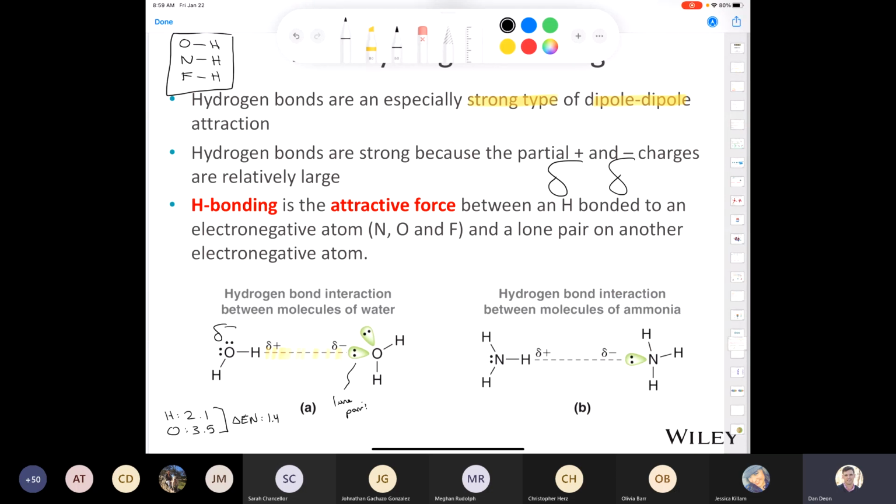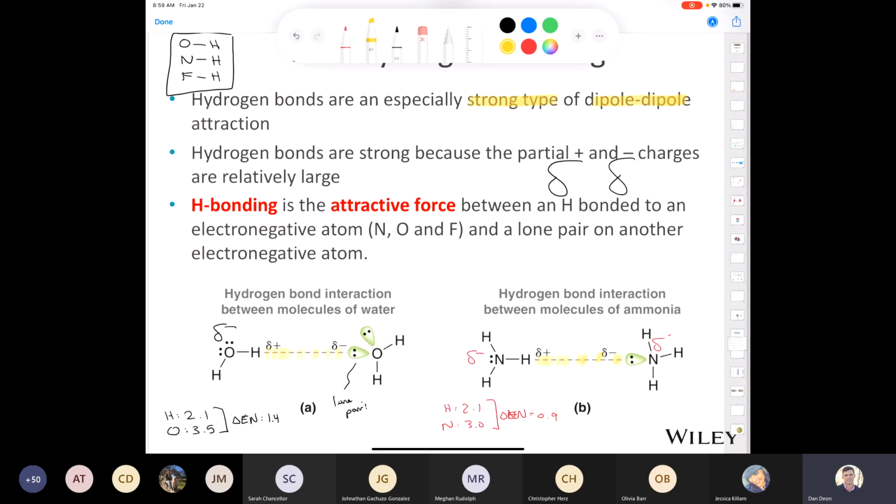The same thing applies for ammonia. However, the electronegativity of nitrogen, again, hydrogen is 2.1, nitrogen is only 3.0. So the delta EN here is 0.9. So the delta minus isn't quite as big here, is it? But again, we represent it the exact same way, a dashed line between the delta plus on the hydrogen and the delta minus of a lone pair on the nitrogen.